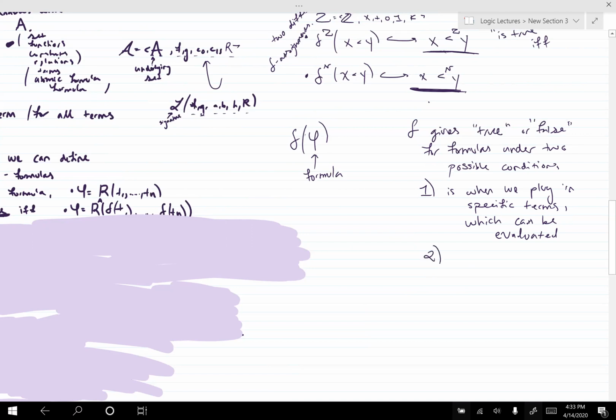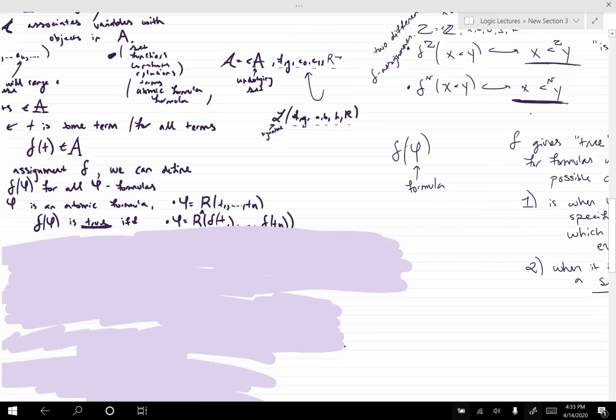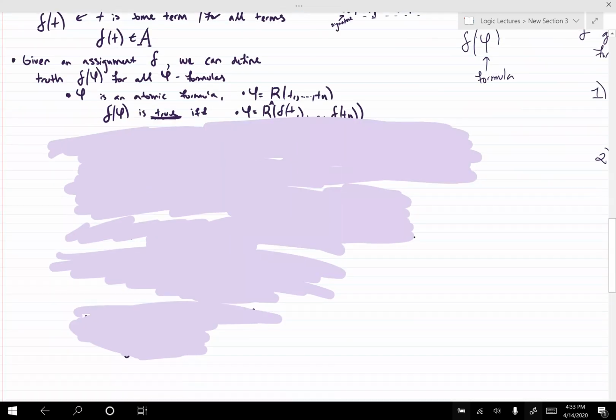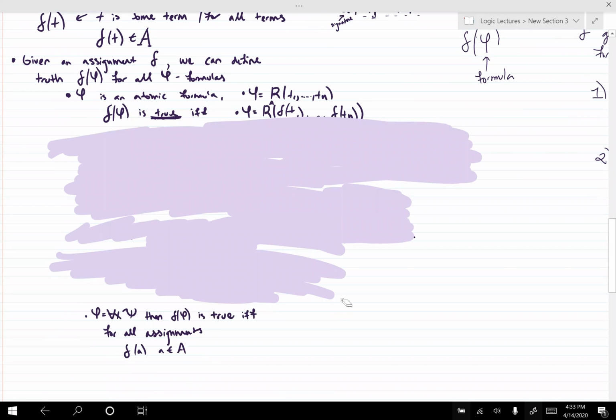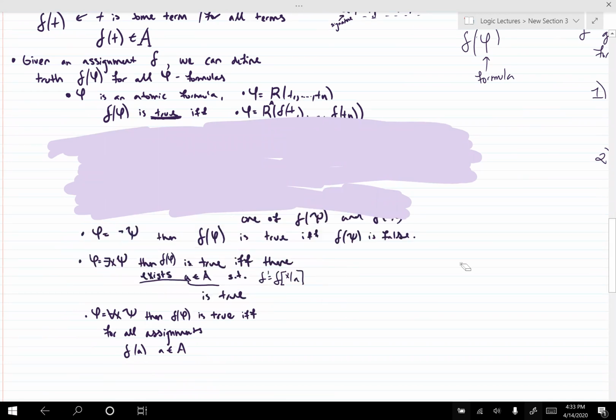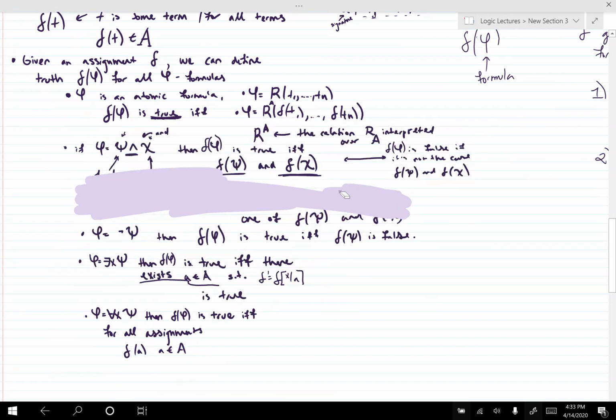Or two, when it is evaluating a sentence. When it's evaluating something with no free variables. So here are some definitions.